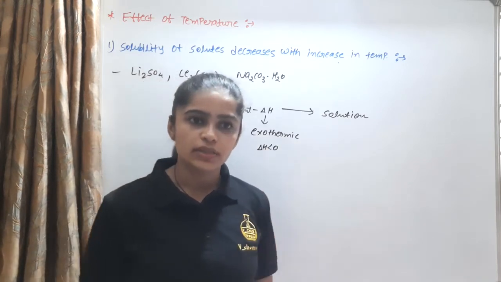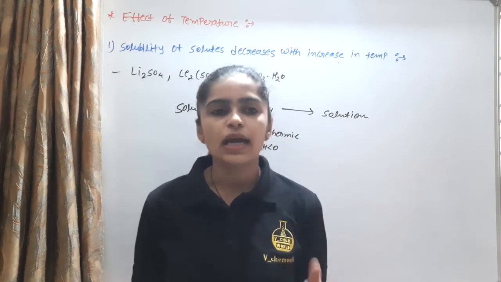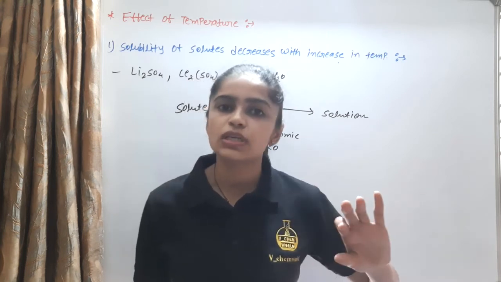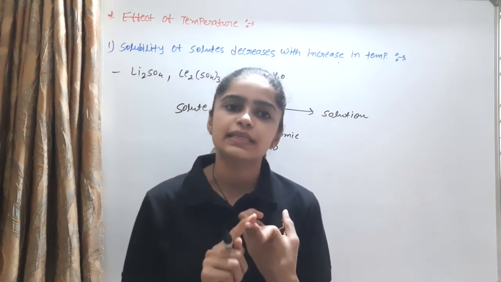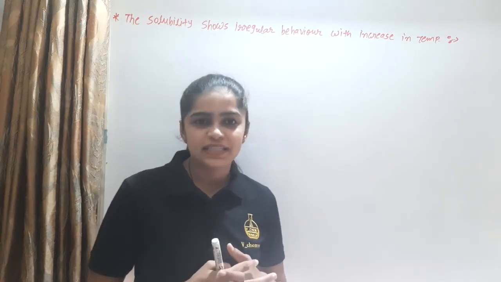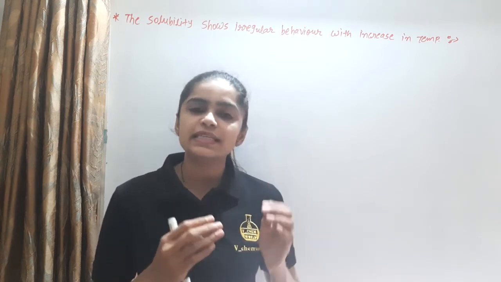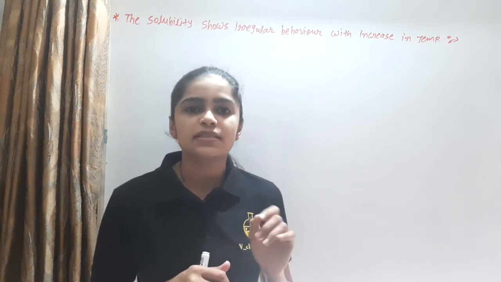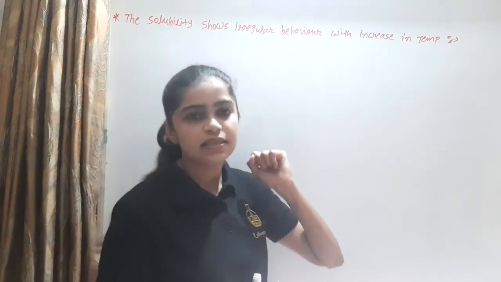So we know that increased temperature means absorbing heat, which is endothermic, and the other process is exothermic, which means removing heat. This is known as the exothermic process. In the endothermic process solubility increases, and in the exothermic process solubility decreases. The effect of temperature gives three types of trends. First, the solubility of solids increases with increase in temperature. Second, the solubility of solids decreases with increase in temperature. And third, the solubility shows irregular behavior with increase in temperature.